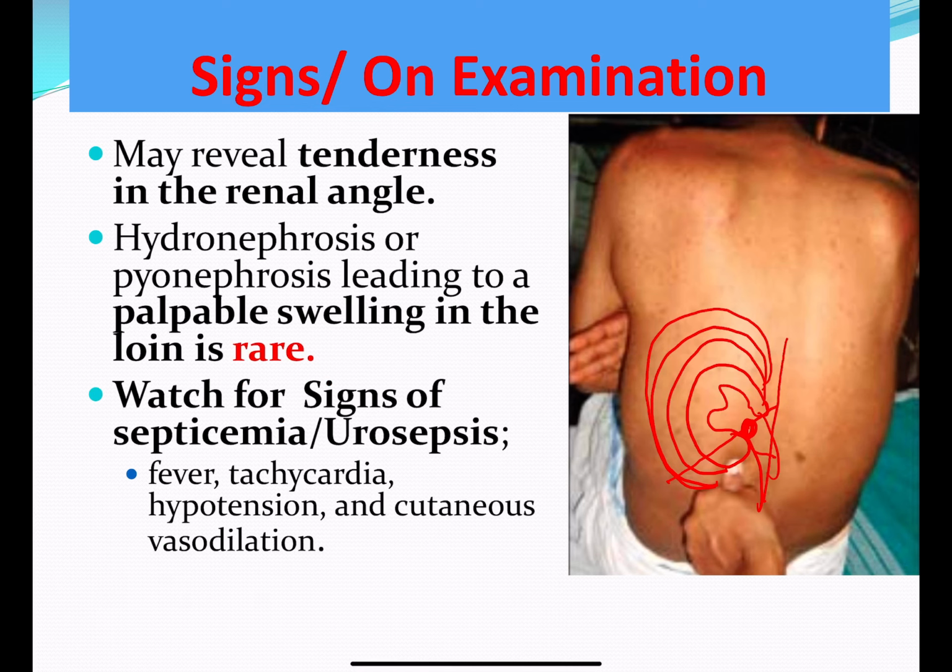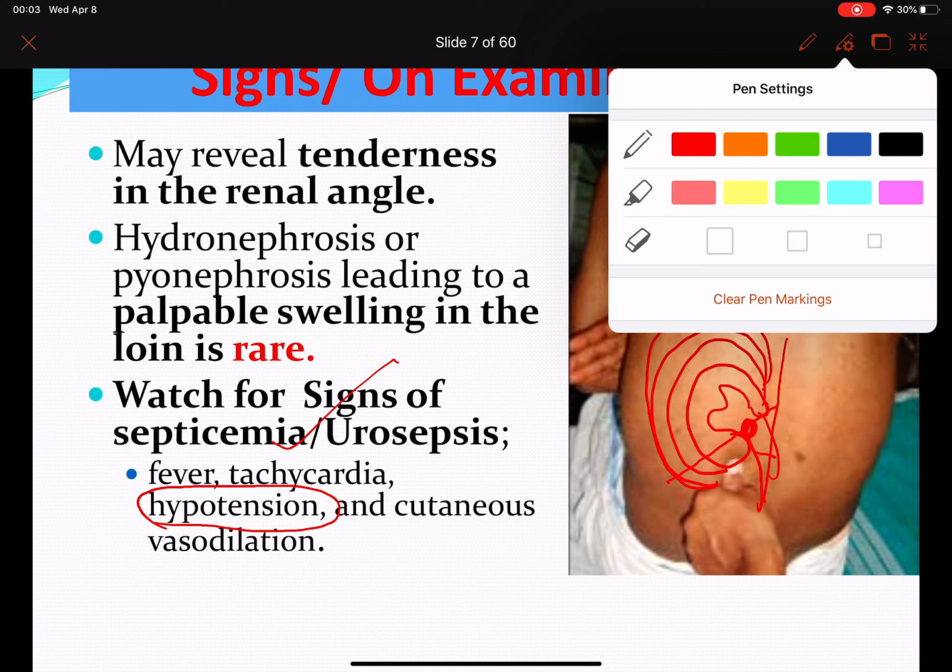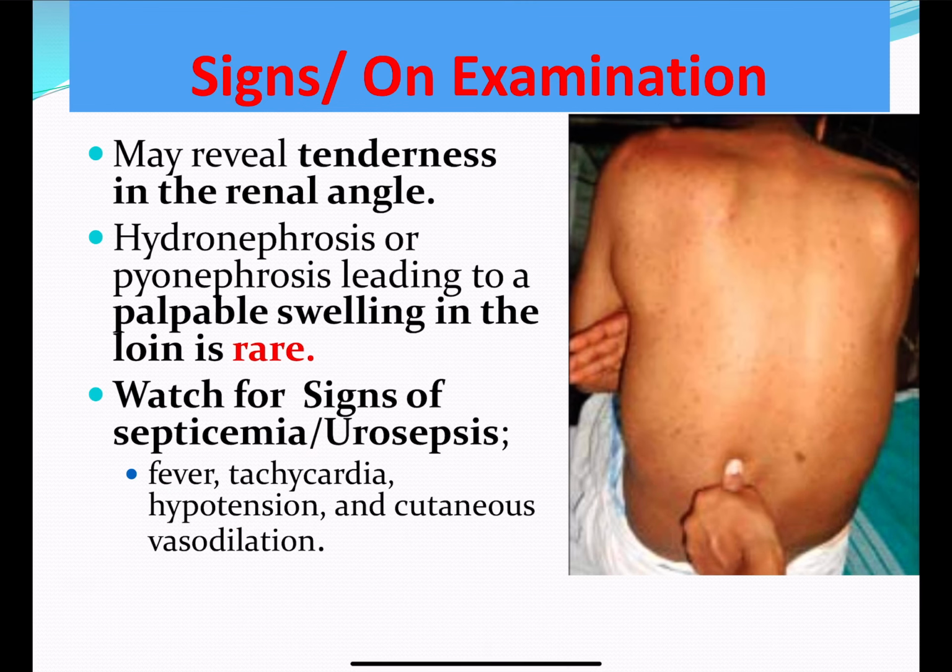And always, whenever you suspect the patient having a stone disease in the kidney, always watch for the signs of infection, that is, fever, tachycardia. And if there is hypotension, then it may indicate the patient may have a septic shock. So always check the vitals: temperature, pulse, blood pressure. All those things are very important because sometimes the kidney stone may be associated with infection or septic shock. These are the things that we take care of while we examine the patient.